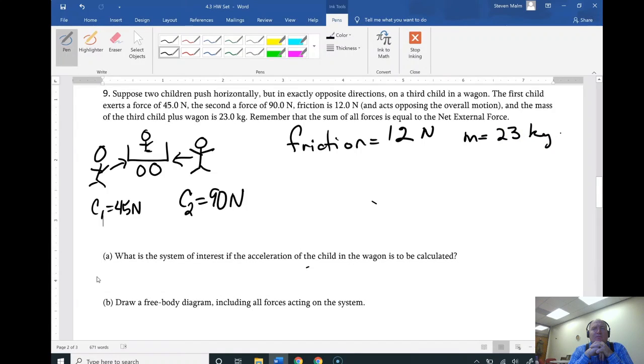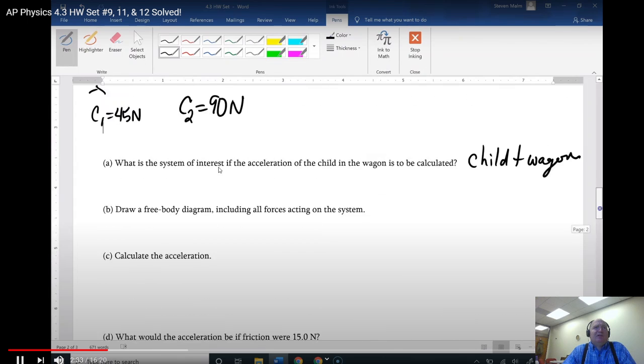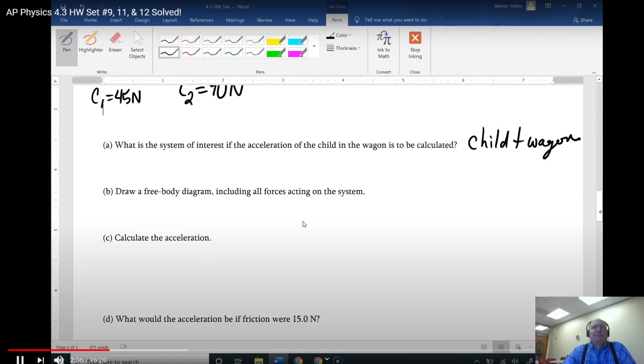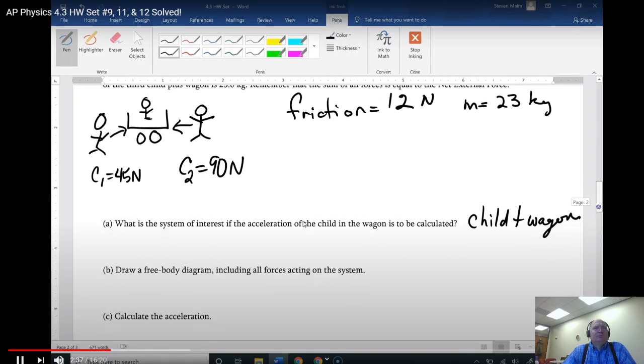And it says, in this first one, what is the system of interest, if the acceleration is the thing that we're going to calculate? And the answer is the child plus the wagon. Yeah, and that's given away up here when you can see how the mass was given. The second says to draw a free body diagram including all forces acting on the system.